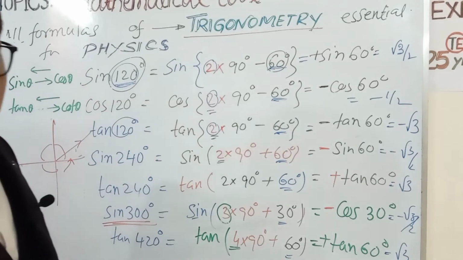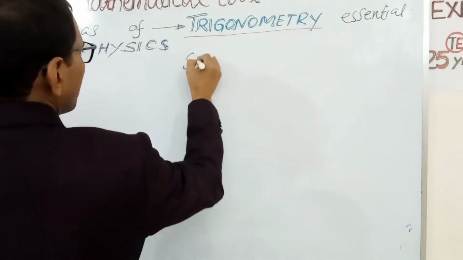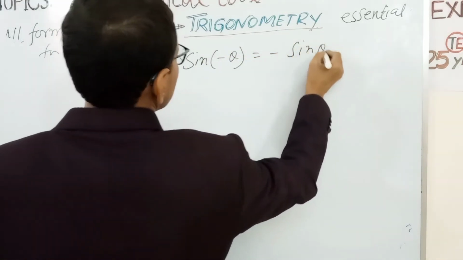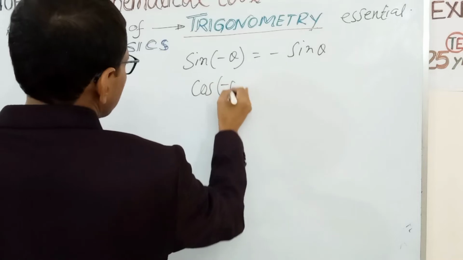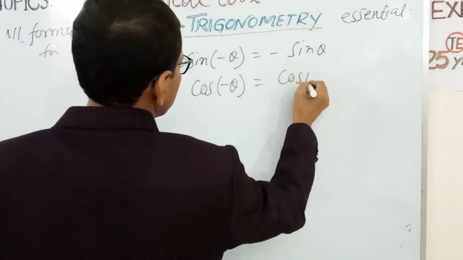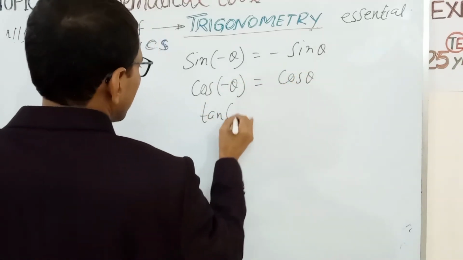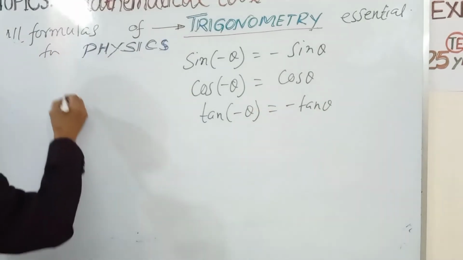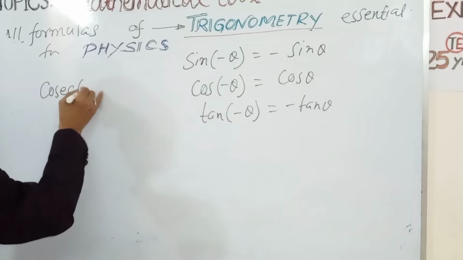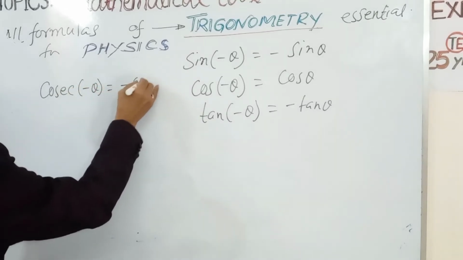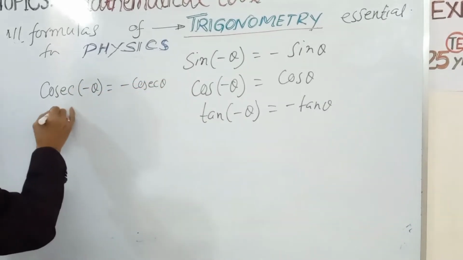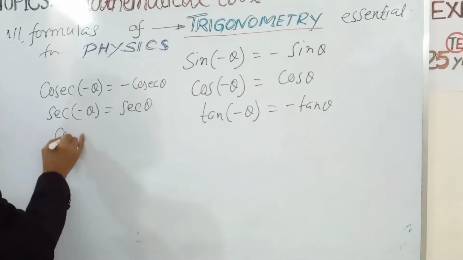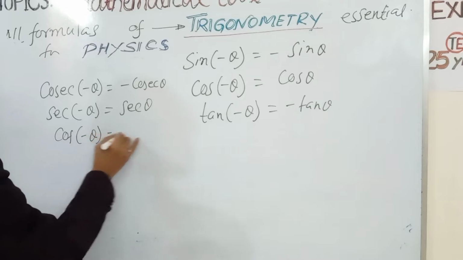So this way you can find all the ratios of the angle which is greater than 90 degrees. You can find that sin of minus theta equals minus sin theta, cos of minus theta equals cos theta, tan of minus theta equals minus tan theta. And cosec of minus theta is obviously minus cosec theta, sec of minus theta equals sec theta, and cot of minus theta equals minus cot theta.